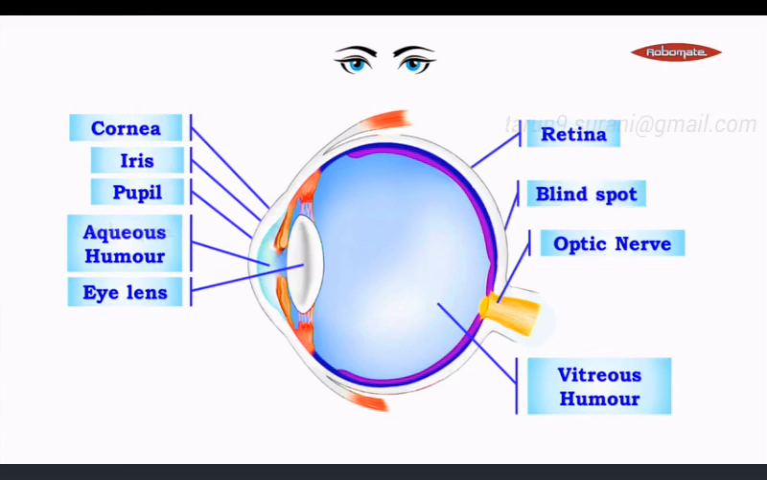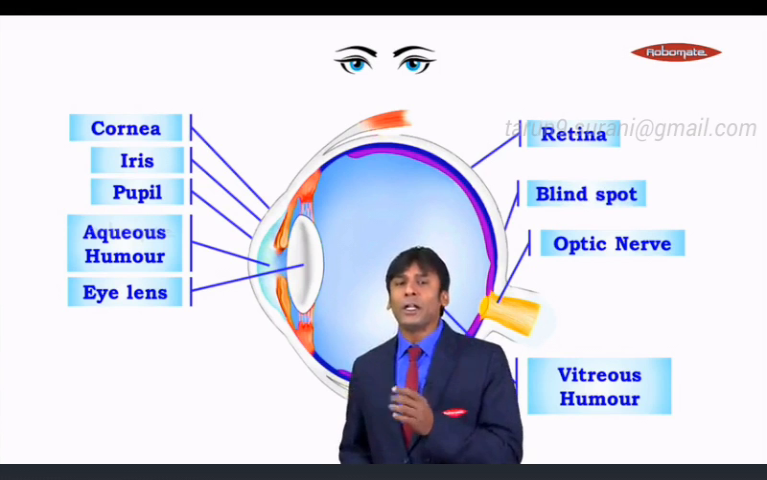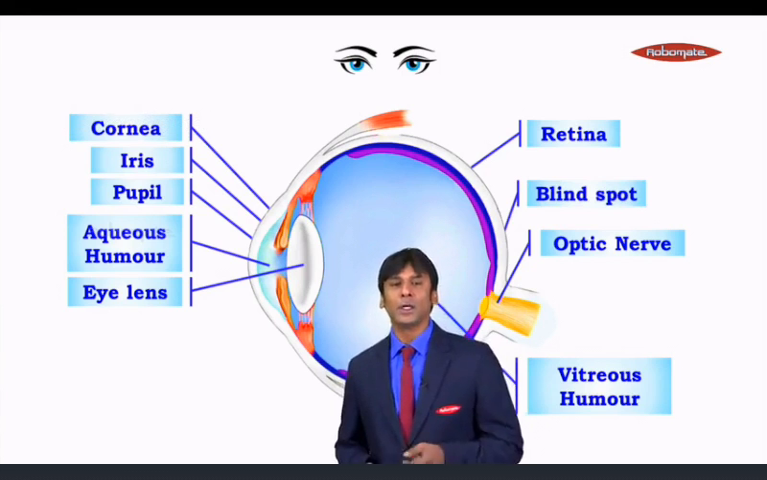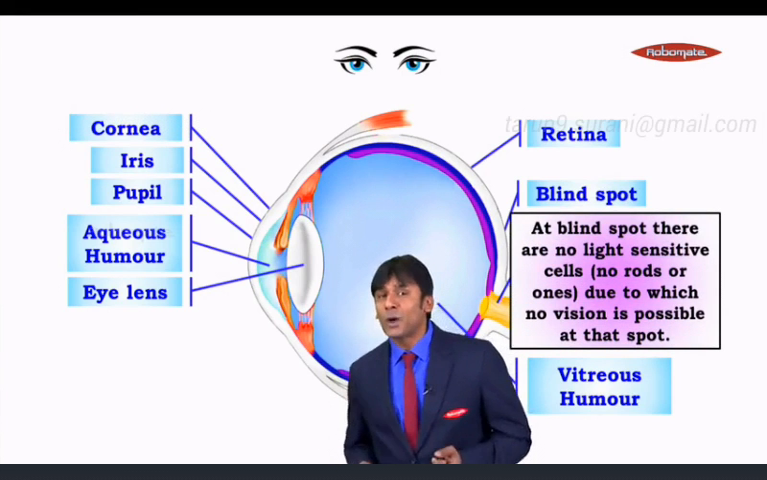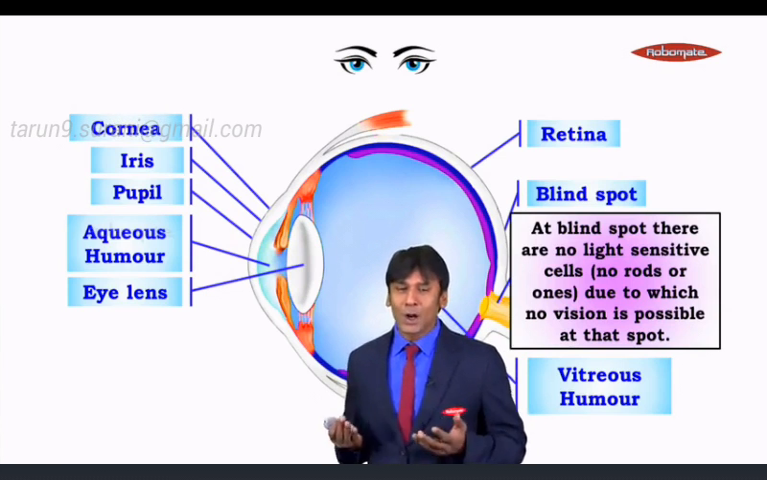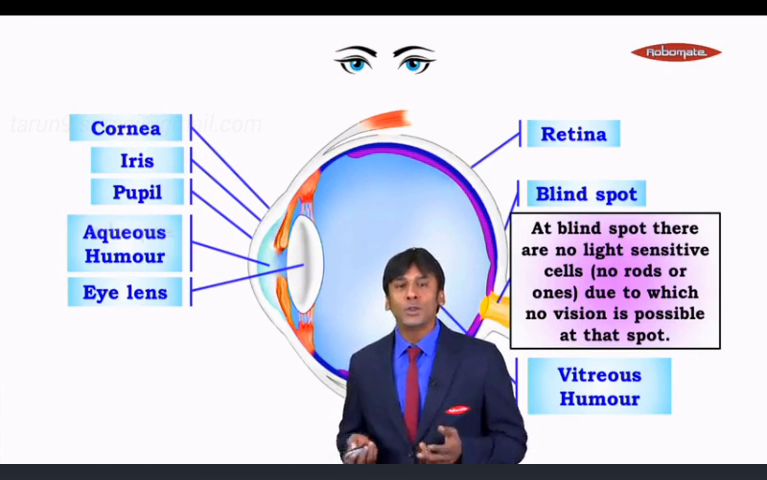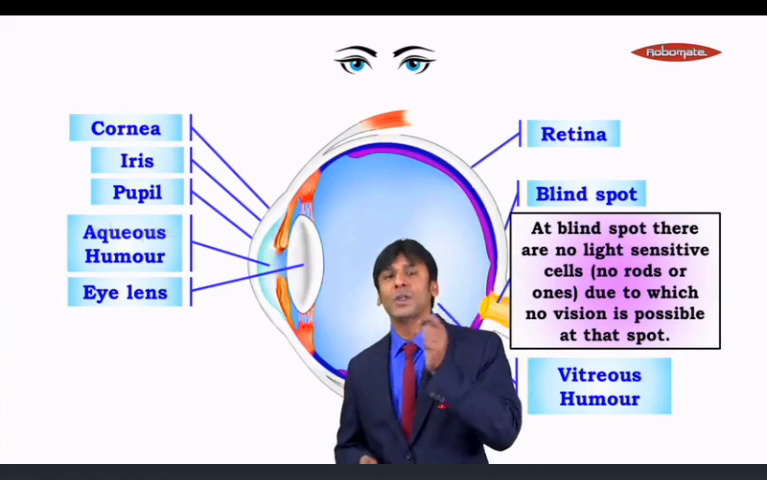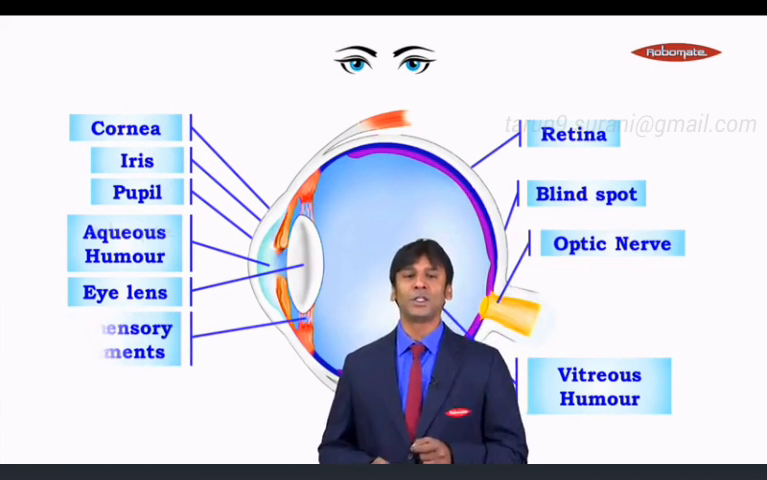The next, after aqueous and vitreous humor: on the retina there is a spot which is there in every human eye, and that is the blind spot. Now what is a blind spot? At the blind spot there are no light sensitive cells. As there are no light sensitive cells, no rods, no cones, no vision is possible at that spot. So images are not formed at the blind spot.